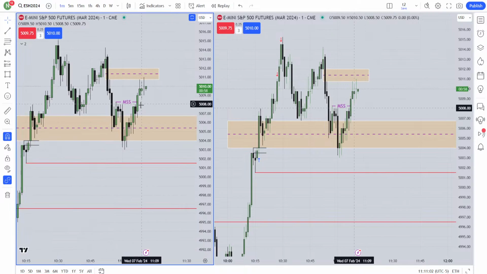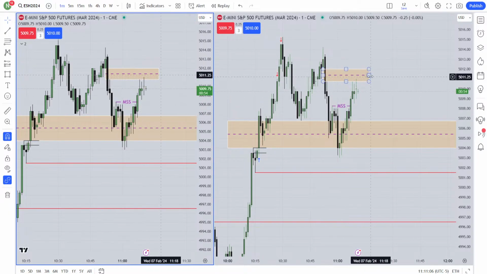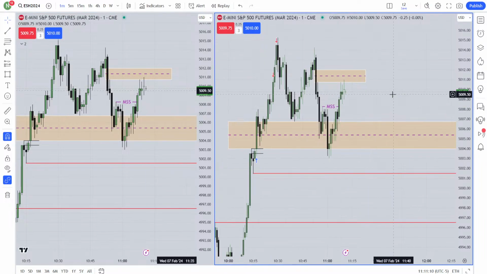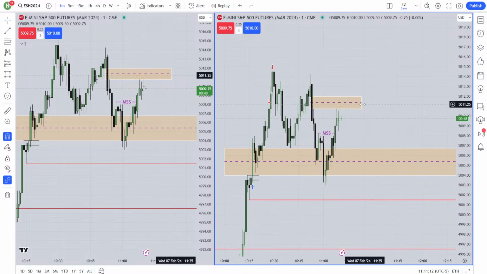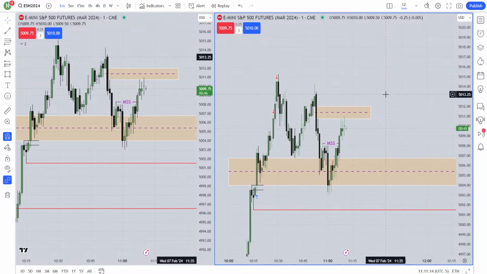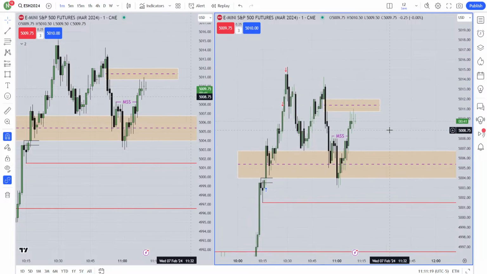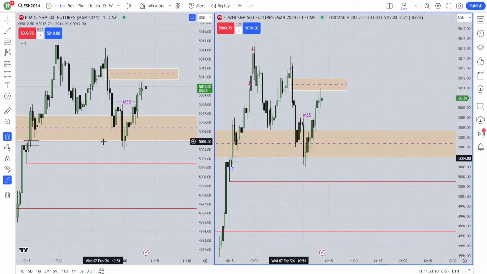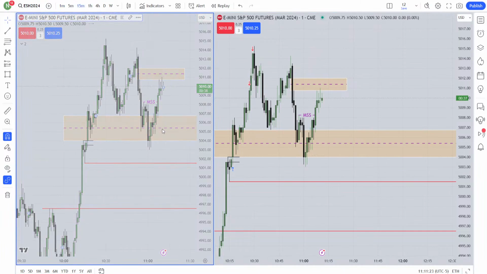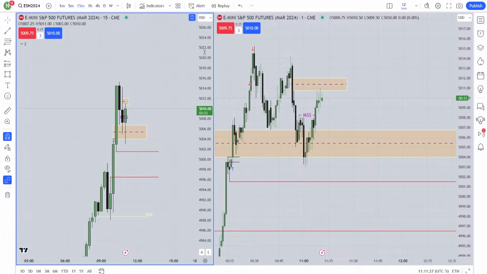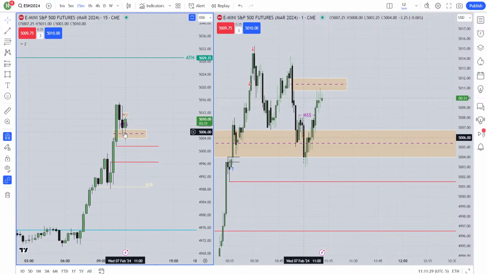Here the market came to this fair value gap, but till now there is no breaker block, and this last fair value gap from the 1 minute chart is holding the price. I will wait until this one is broken. If it is broken, then I will look for another opportunity to take a buy. Right now price just came to the entry gap from the 15 minute chart. You can see from the 15 minute chart, the price came to this 15 minute fair value gap.